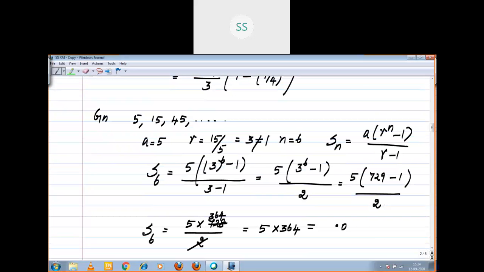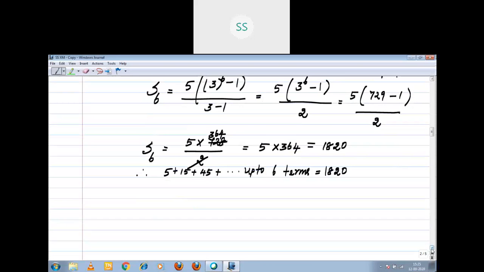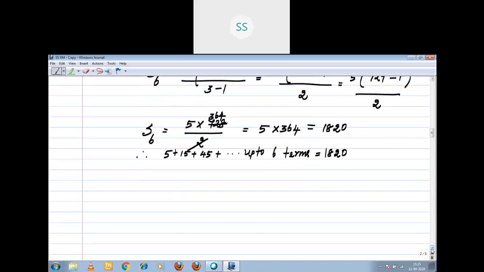2 3s are 6, 4s are 4. So 5 into 364. 5 4s are 20, remaining 2. 5 6s are 30, 32, remaining 3. 5 3s are 15, 15 plus 3, 18. Right? Therefore 5 plus 15 plus 45 plus etc. up to 6 terms equal to 1820. Have you all got it, children?